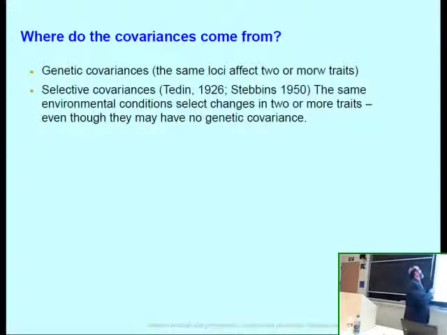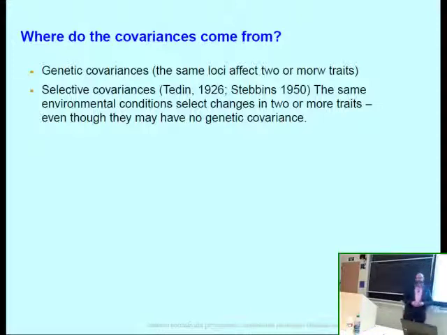So this kind of selective covariance is highly important to keep in mind, because it'll prevent you from naively equating covariance that you see across a phylogeny with genetic covariation, and it causes some difficulties of interpretation, but well to keep it in mind.